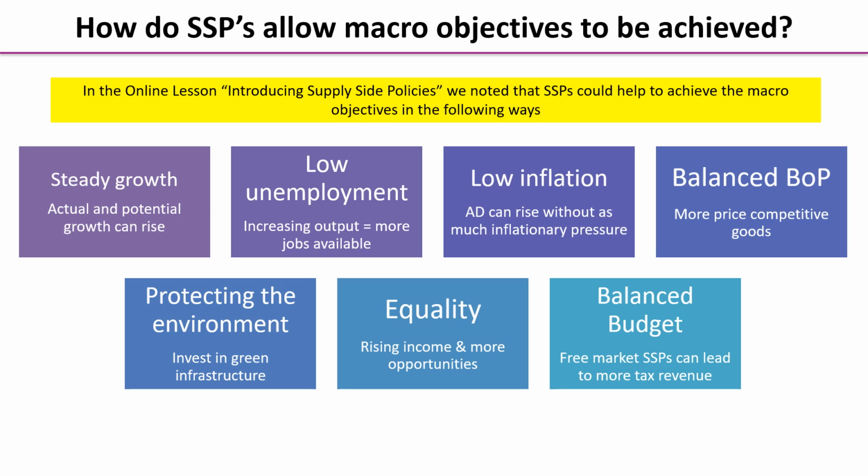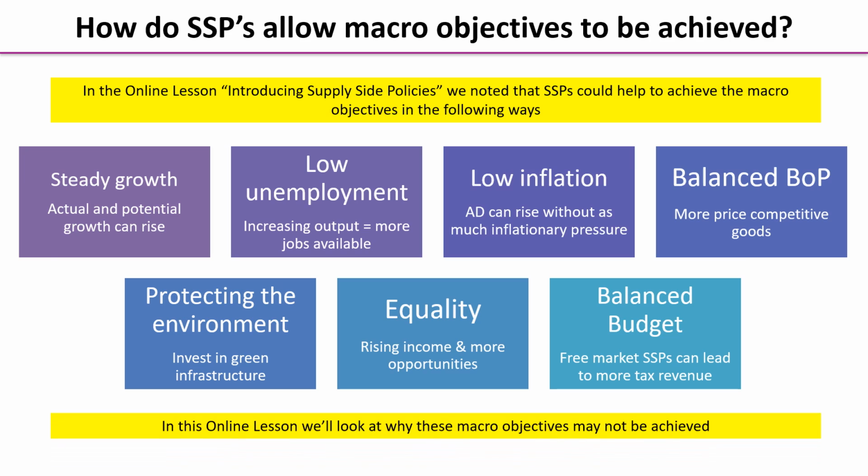So it's easy to see why supply-side policies are sometimes called the holy grail of economics. But unfortunately, it doesn't always work out that way. So now we're going to be looking at what might prevent these good outcomes and why these macroeconomic objectives might not be achieved.